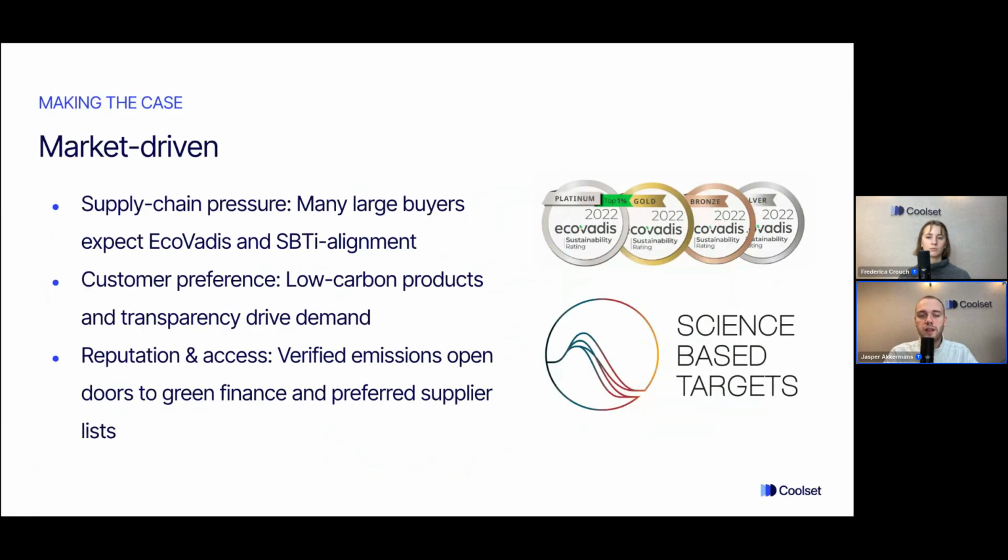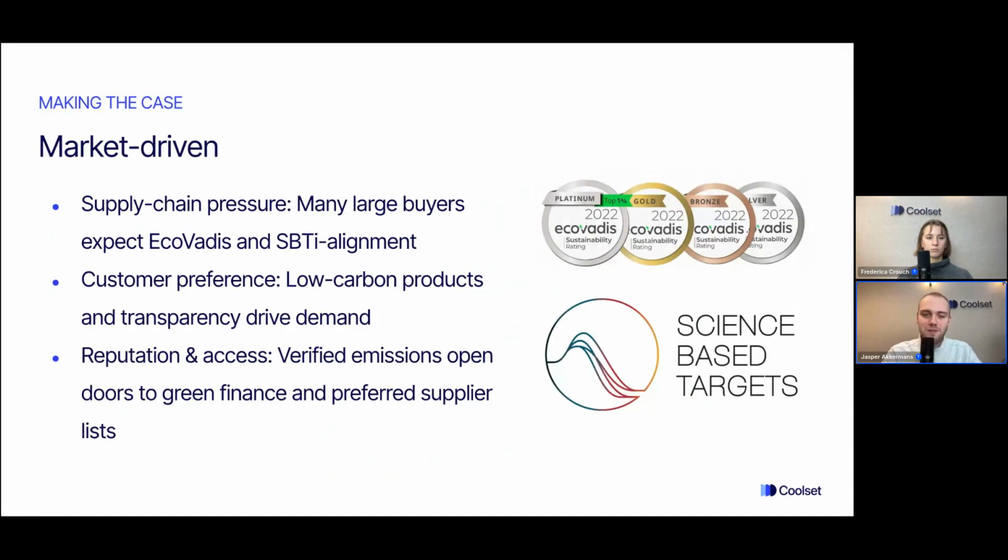There's also the market-driven case. So we see that supply chain pressure is really becoming a big thing. So many large buyers expect EcoVadis and/or SBTi alignment. Then there's customer preference. So a lot of customers these days consider low carbon products and transparency very important.